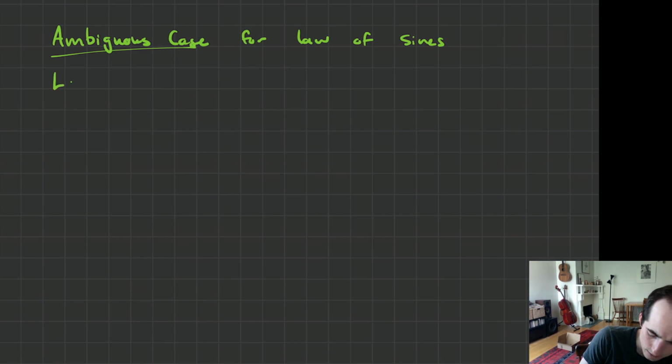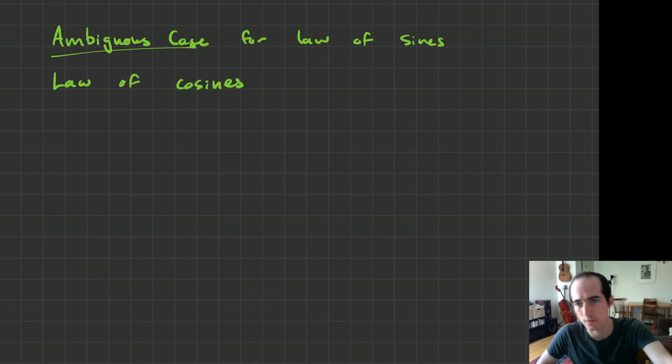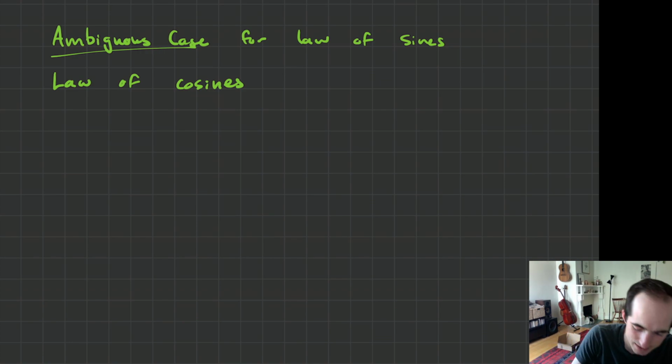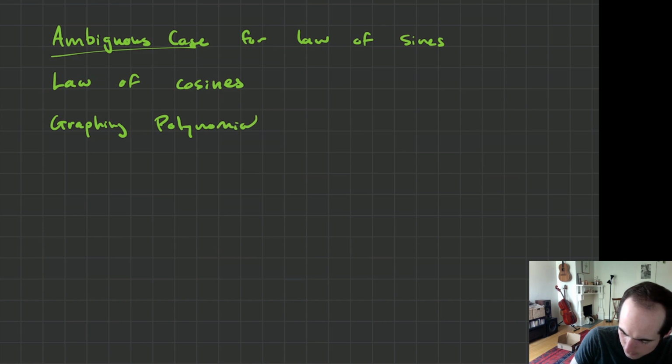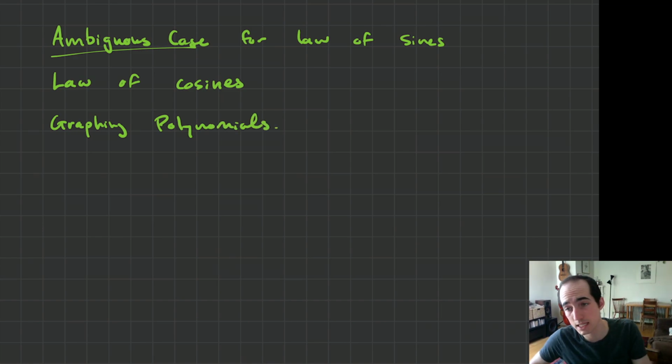We have the law of cosines. And then the last thing that we have to do is graphing polynomials. Okay, so those are the 3 things that we have left. Now, we are going to finish this stuff before June 19th. June 19th is our last day of classes.